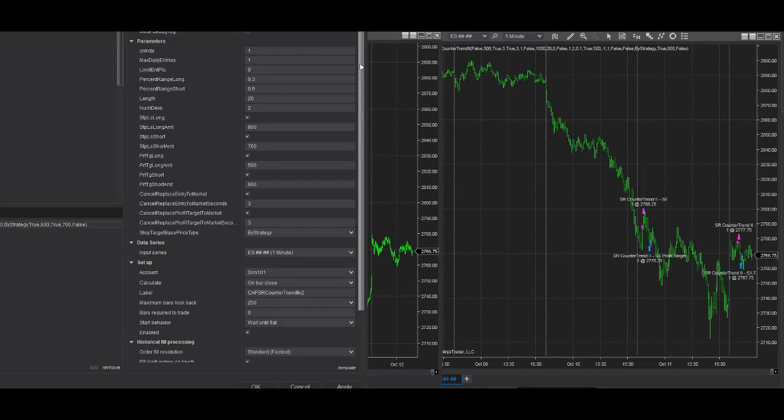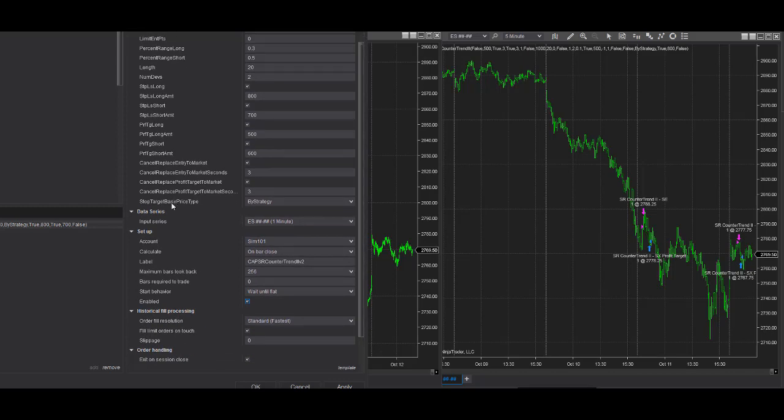So on SR CounterTrend II V2, you see the different parameter setups that you can change. We cancel and replace our entries to the market, and this stop target base price input you can do by strategy or by fill. By default, platforms like NinjaTrader go with the fill, and we prefer to go with the strategy.